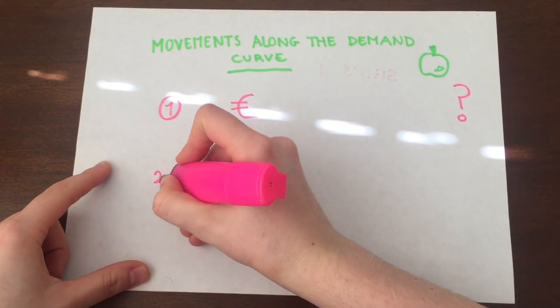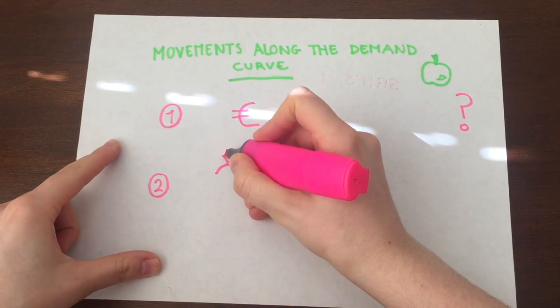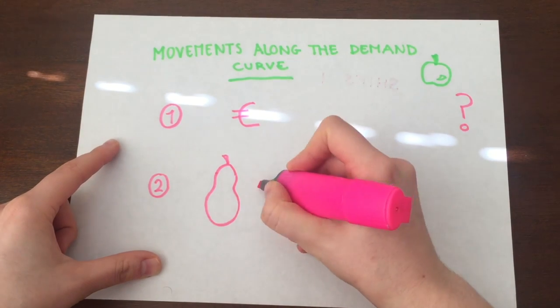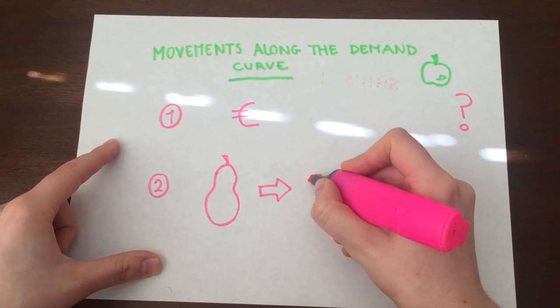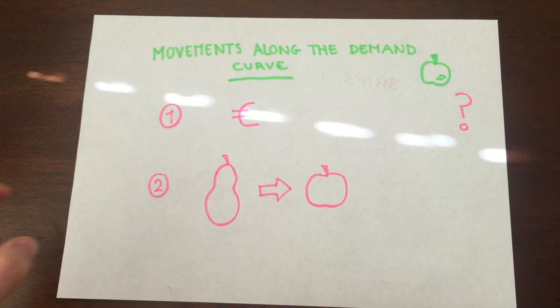The second reason for this increase is the substitution effect. As apples are now lower in price than other products such as pears, the more expensive substitute, the pear will be replaced by many consumers with the less expensive apple.